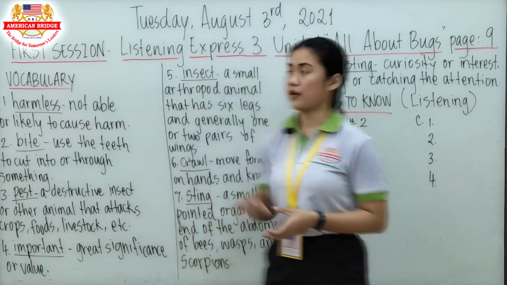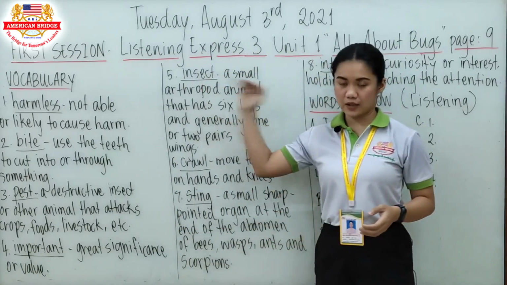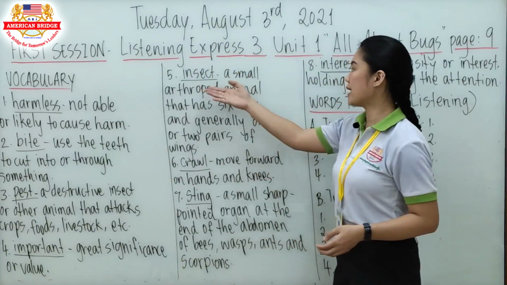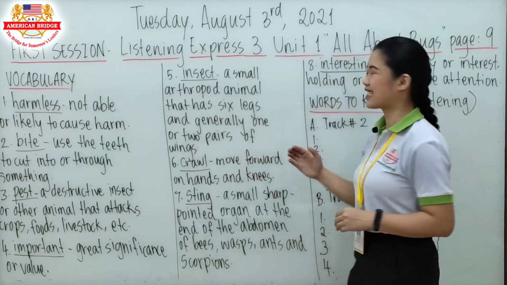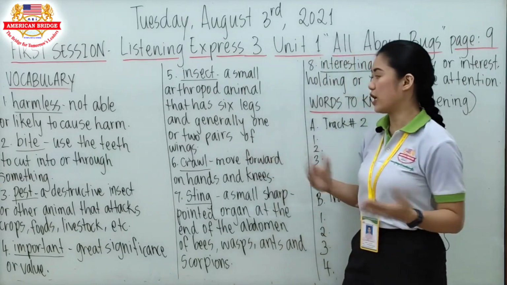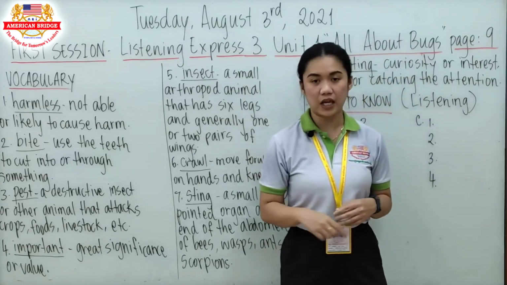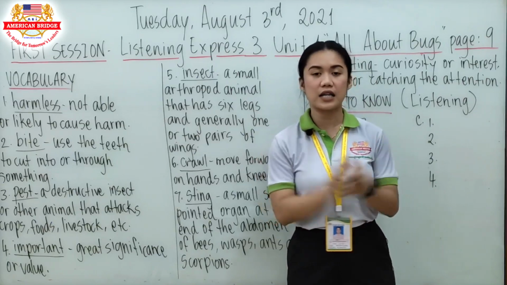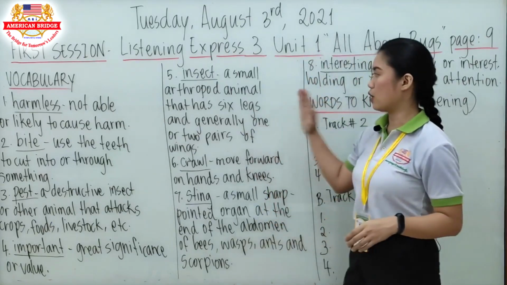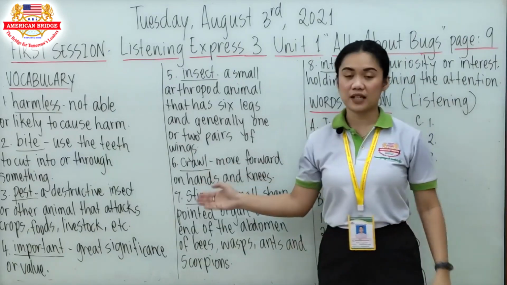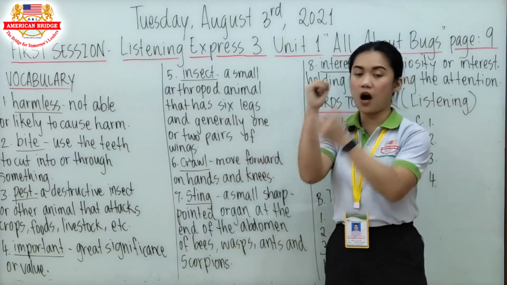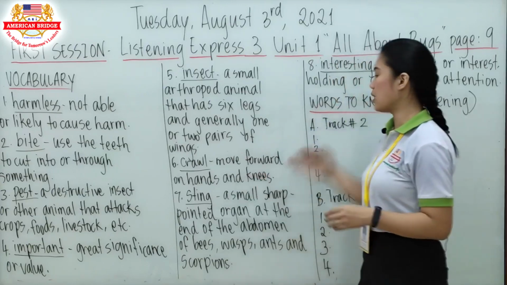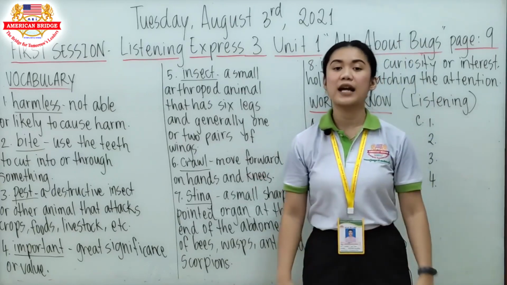Next, let's move on to our 5th vocabulary word, insect. As you know already, we talked about this one yesterday, insect or bugs, right? Insect is a small arthropod animal that has 6 legs and usually 1 or 2 pairs of wings, like butterflies, dragonflies, beetles, ladybugs. Those are the kinds of insects that they are talking about. Next is number 6, crawl. Crawl is when you use your arms and your knees, especially for the babies. So this is to move forward on your hands and knees.